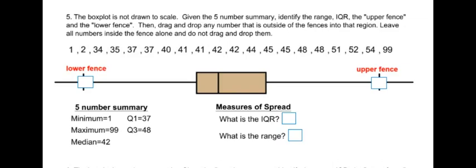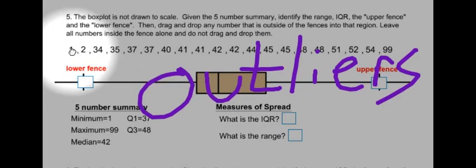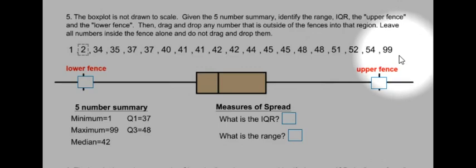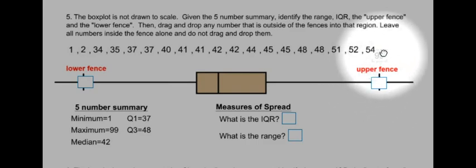In number 5, we are checking for outliers. We want to see if any of the smaller numbers are to the left of the fence. So we will check out some of the smaller numbers to see if they are on the left of the fence or on the right of the fence. Also, we will check out the larger numbers to see if they are on the right of the fence or on the left of the fence.